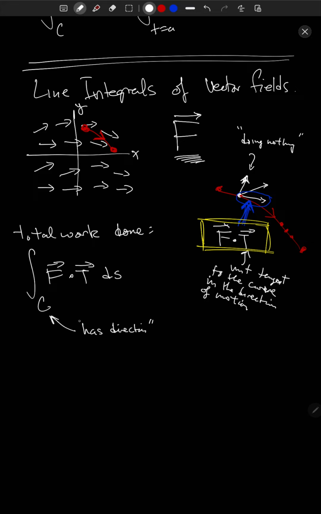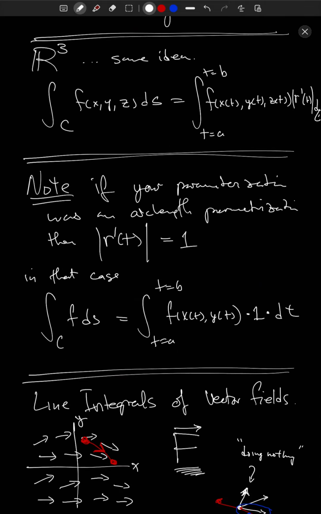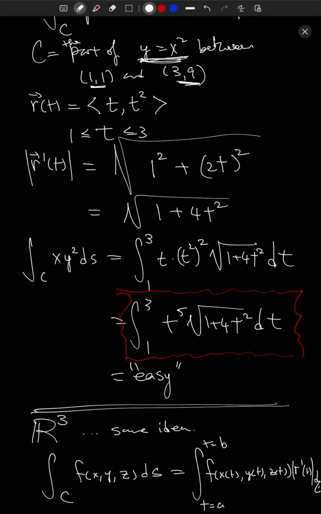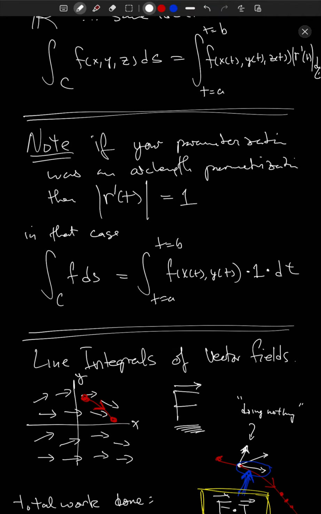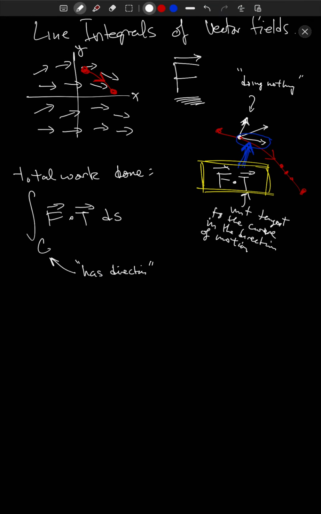This is as opposed to our previous mini section, where direction didn't matter. If you look at the examples we did back there, if I parametrize backwards, the answer would still be the same. But now the answer is not going to be the same, because if I parametrize backwards, I'm going to get a minus sign in the F dot T, because I'm going in the opposite direction. So my dot product is going to have the opposite sign.